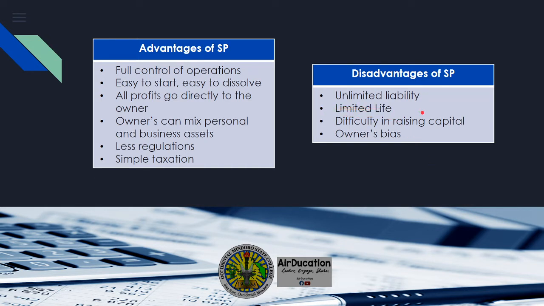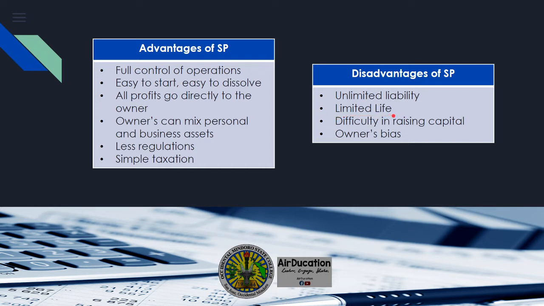Unlimited liability. So if you are the only one who benefited from the profit of the business, of course, you will also be the one who will take the consequences in paying the liabilities of the business. So if the business owes money, even from a bank or any financial institution, the owner is the one liable to pay those liabilities.